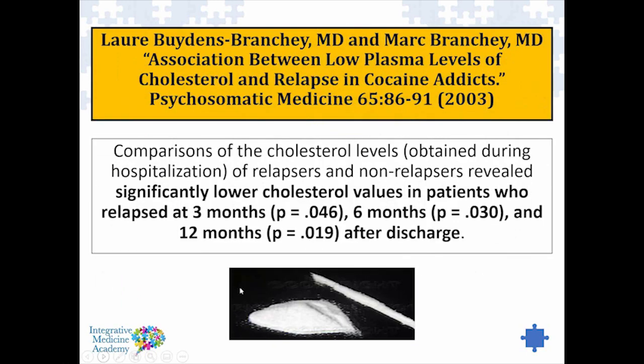Drug addiction. This was a paper looking at relapse in cocaine addicts. Again, significantly lower levels were found in patients who tended to have a greater propensity to relapse, whether they were looked at 3 months, 6 months, or 12 months after being discharged from a treatment facility. So if you're working with patients with drug addiction, check their total cholesterol levels.